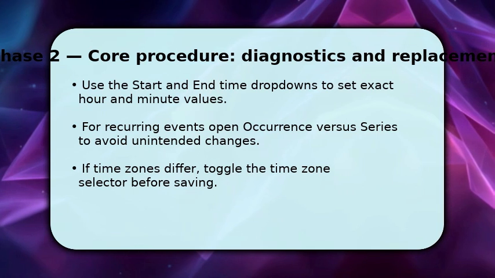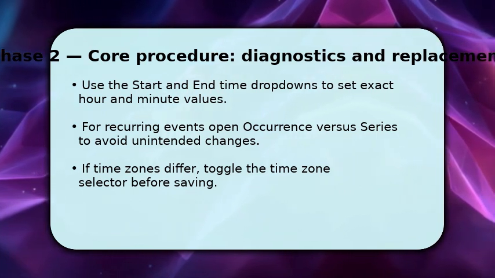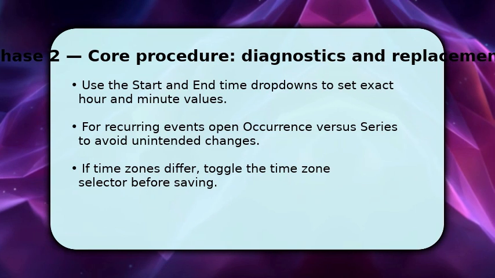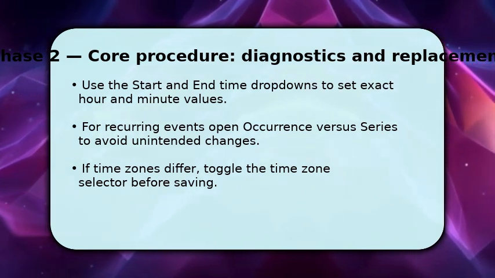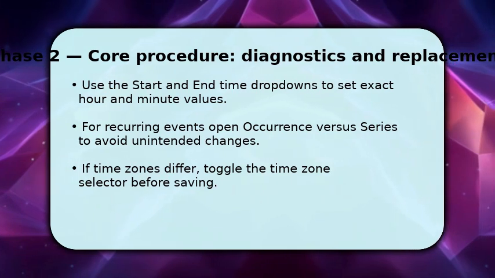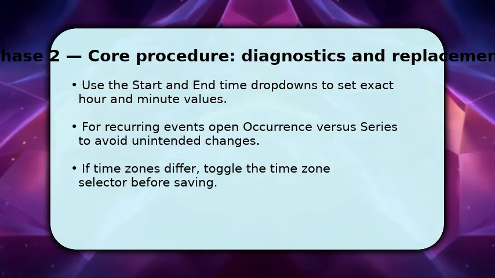If it's a recurring meeting, decide whether you edit the single occurrence or the entire series. Choose Open Series only when you mean to shift every instance. Make sure the new times do not conflict with your scheduling assistant alerts.